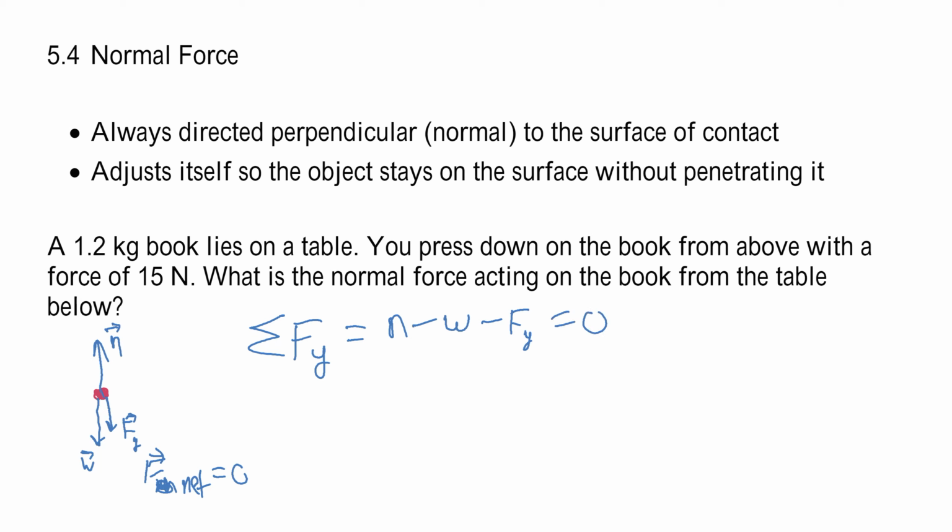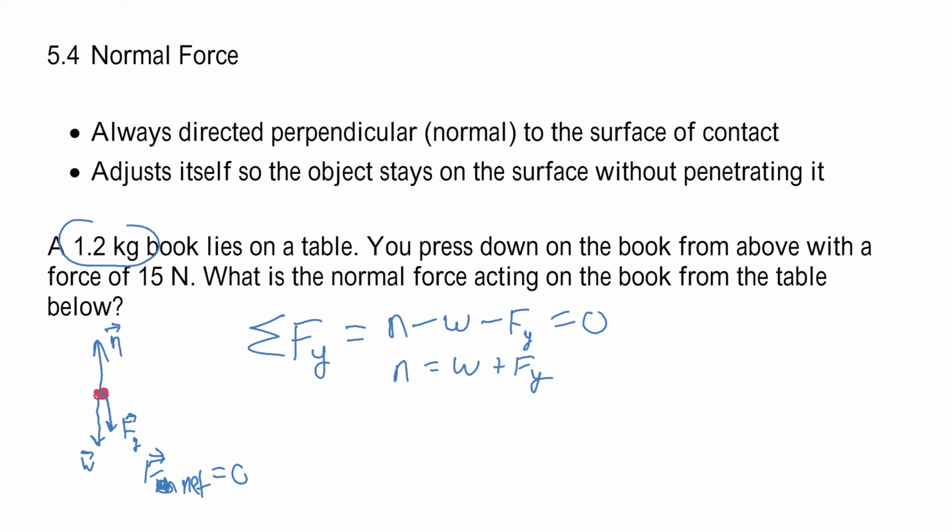All right, so what can we do? Since we're looking for the normal force, we can solve for n. So I'll add weight and add F sub y to both sides. So we have n equals positive weight plus F sub y. Now we know that the 1.2 kilogram book lies on the table. That's going to go to the weight, but it is not the weight. How do we figure out what the weight is?